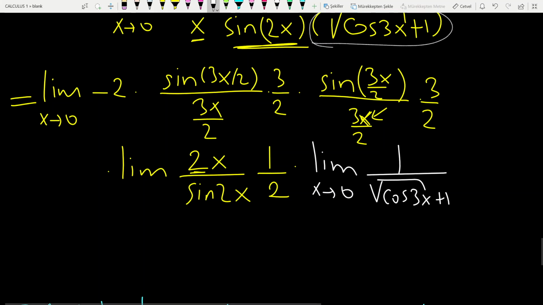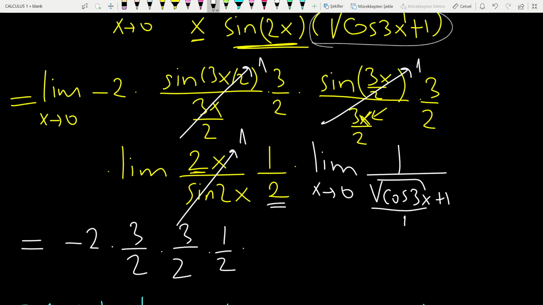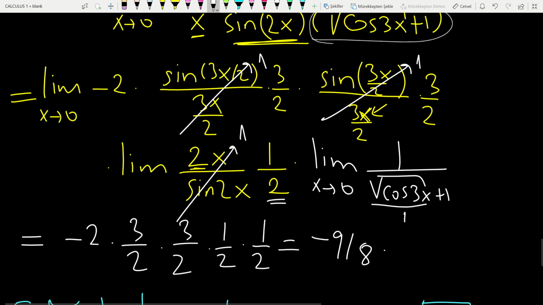When x tends to 0, this part tends to 1, this part tends to 1, this part tends to 1. And finally we have minus 2 times 3 over 2 times 3 over 2 times 1 over 2 times, when x tends to 0, this is 1. 1 plus 1 is 2. So you have 1 over 2 here. And the final answer is minus 9 over 8. Okay? So this is all.